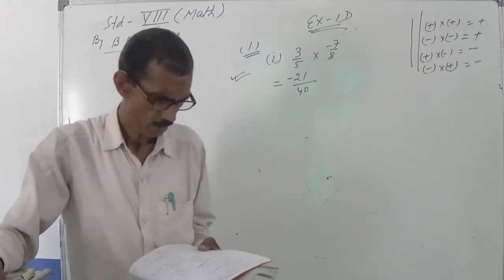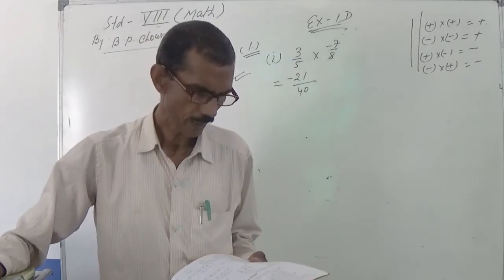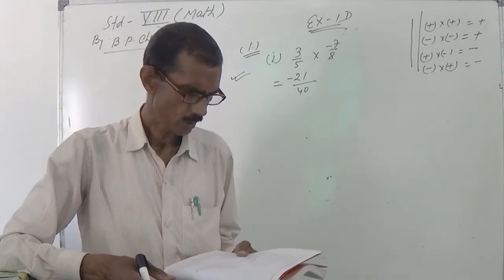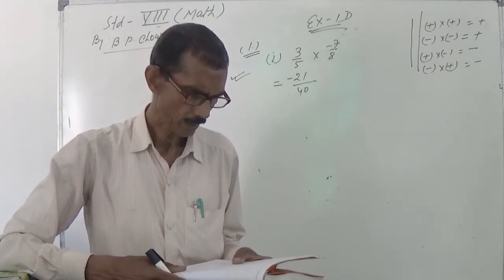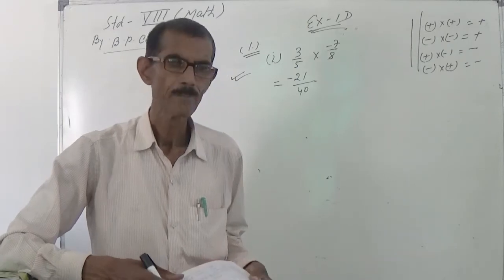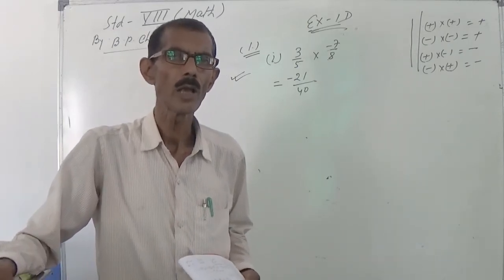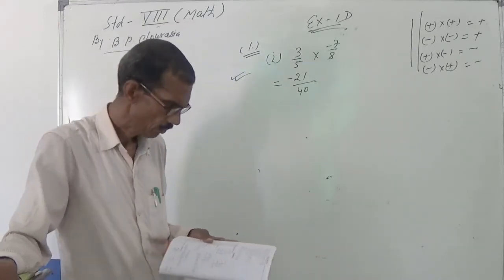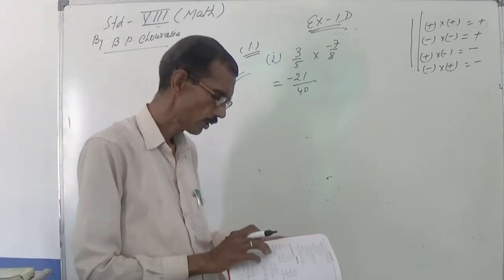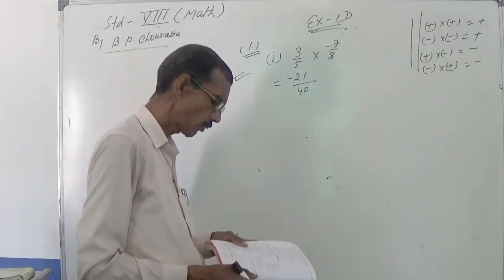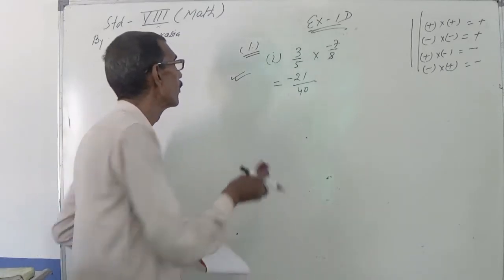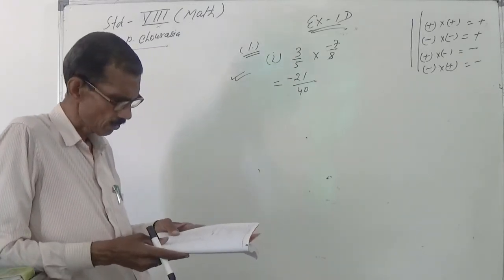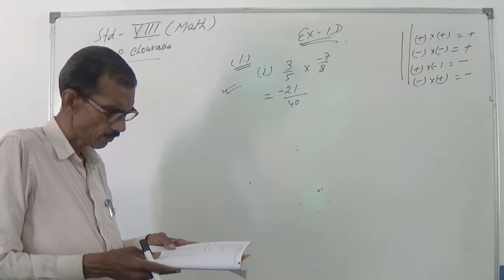Now here is the verification of some rules. Verify each of the following. Question number 2. First question, 3 by 5 into minus 5 by 9 is equal to minus 5 by 9 into 3 by 5. You already know the commutative law exists in the collection of rational numbers. So this question is based upon the commutative law. Similarly, other questions are given. Question number 3 is based upon the associative law.